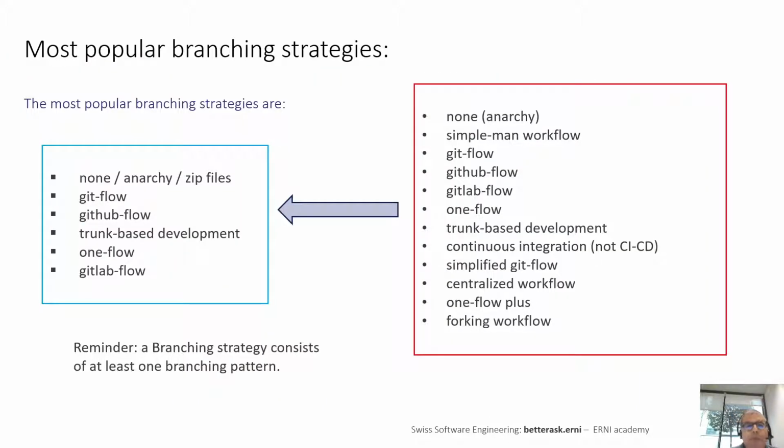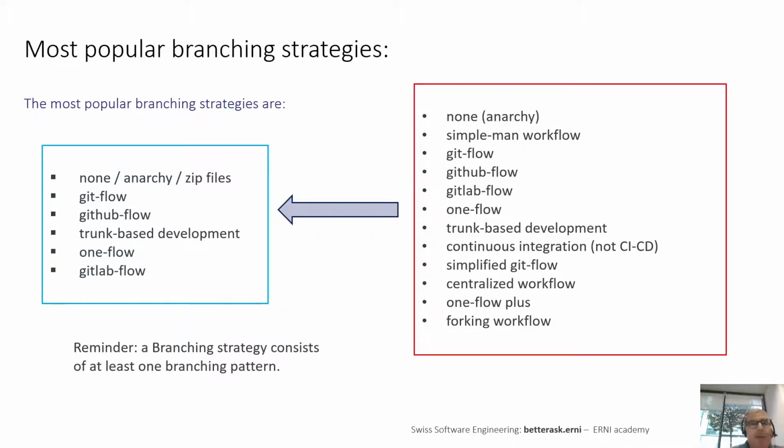Okay. So the most popular branching strategies are the ones on the left. The first one I will explain later. It's the gitflow, GitHub flow, trunk-based development, oneflow, and gitlab flow, which are the ones that are more popular today. For our branching strategy selector, we will have selected all of them. It's none, the simple man workflow, the git flow, GitHub flow, gitlab flow, oneflow, continuous integration, a simplified version of git flow, centralized workflow, oneflow plus or extended, and one other which is called forking workflow.